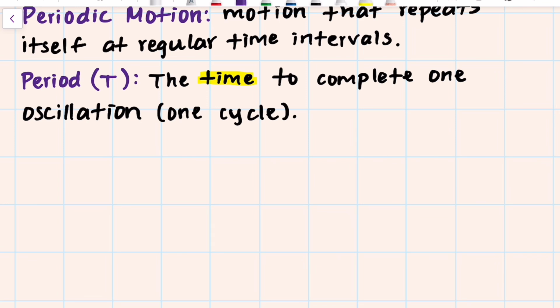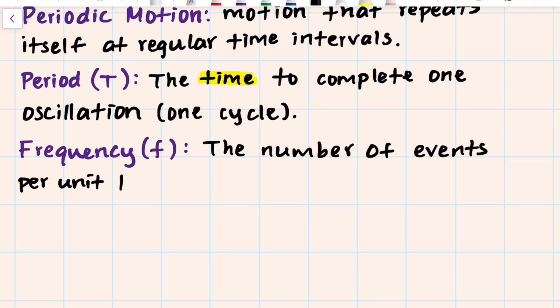Now, let's define frequency. It is the number of events per unit time. And the symbol is lowercase f. For instance, if you work, chances are that you get paid bi-weekly. So the frequency at which you get paid is every 2 weeks. Number of events per unit time. You get one paycheck per 2 weeks.